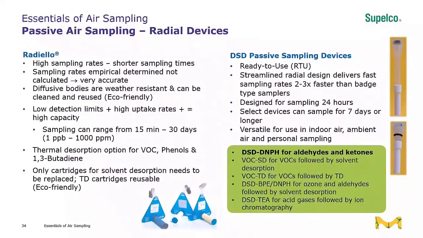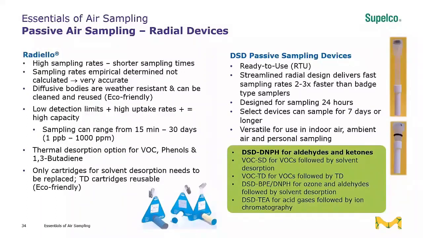There are different sampler types available. There's solvent desorption and thermal desorption types. And only the cartridges for solvent desorption need to be replaced, and the TD cartridges are reusable. There is another type of radial device on the market known as DSD sampling devices. They are ready to use right out of the packaging. There is no assembly other than removing from the storage packaging and fixating a way to hang or wear the device onto it. It's streamlined.